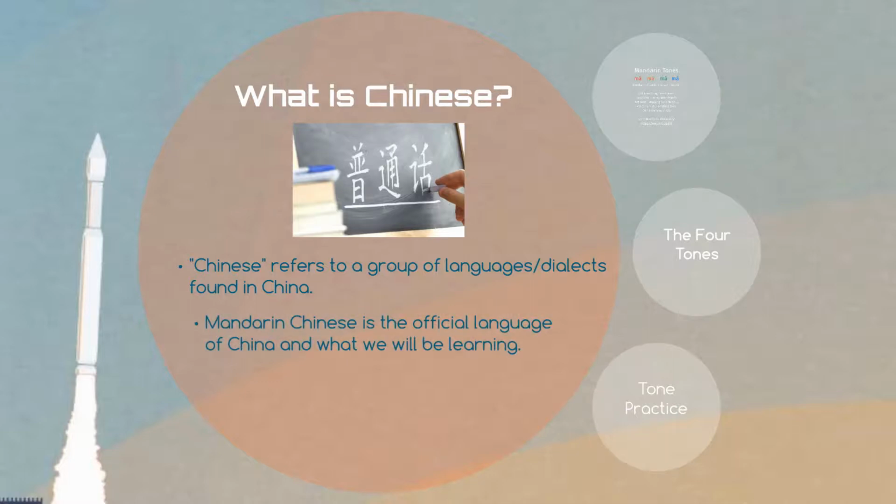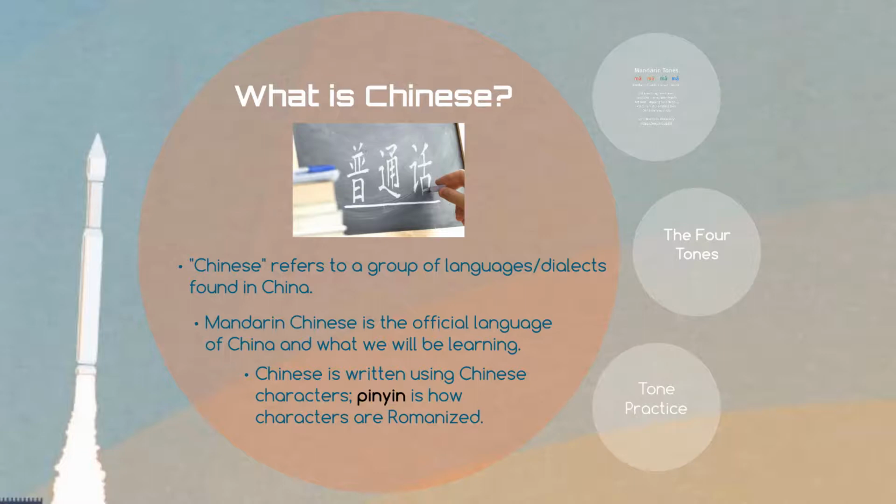Next, Mandarin Chinese is the official language of China, and that's what we're going to be learning. Mandarin Chinese is taught in all the schools. It's the official government language. It's what you're going to hear on TV. So if you encounter somebody with at least an elementary school education, they will speak and understand Mandarin in China. And also, by the way, it is the official language of Taiwan and one of the official languages of Singapore.